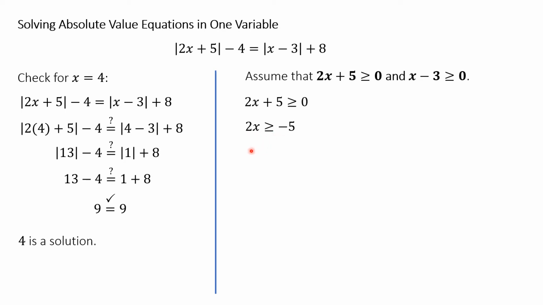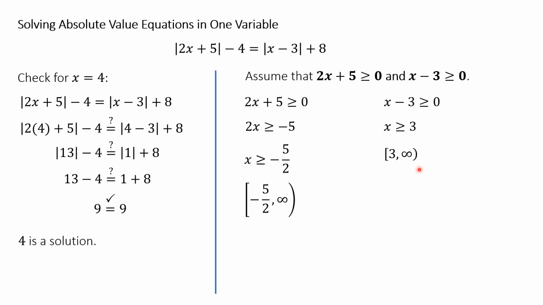Solving for x, we can divide both sides by 2, or we can multiply both sides by 1/2. That will result to x is greater than or equal to negative 5 over 2. Writing this in interval notation, we'll get the interval from negative 5 over 2 to infinity. Solving the other inequality, we have x minus 3 is greater than or equal to 0. Transposing negative 3 to the right side will result to x is greater than or equal to 3. Writing this in interval notation, we'll have the interval from 3 to positive infinity.